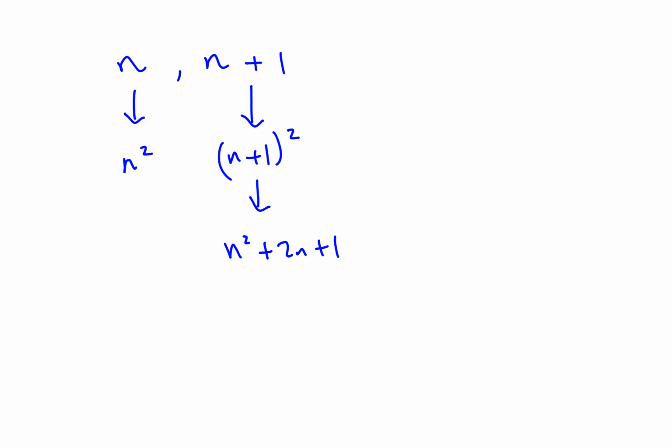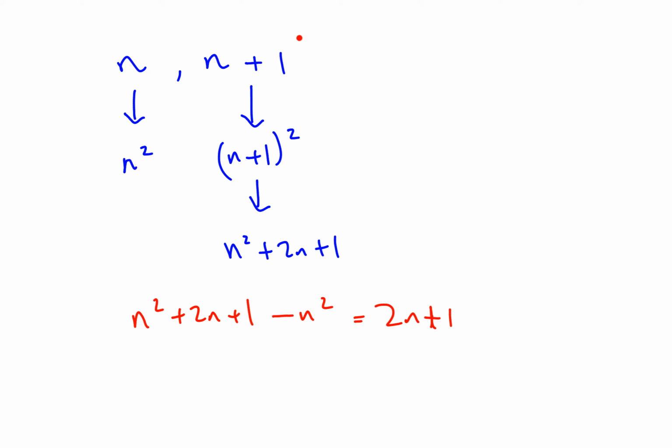So the question was the difference between the squares of consecutive numbers. So I've got to find the difference between these two. In other words, take them away from each other. So we'll do n squared plus 2n plus 1 minus n squared, which is going to give me 2n plus 1. And I had to prove that the difference is equal to the sum of the consecutive numbers.